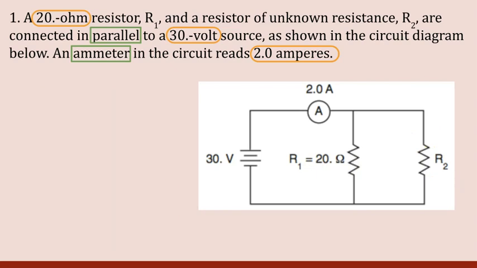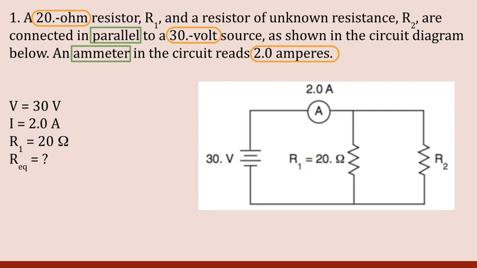So I'm going to start by listing out my knowns. I know that the potential difference is 30 volts. I know that the current is 2 amps. I know R1 is equal to 20 ohms. And it's important that I label it R1 because I don't want to get this confused with R2 or the total or equivalent resistance. The equivalent resistance is what I'm looking for.